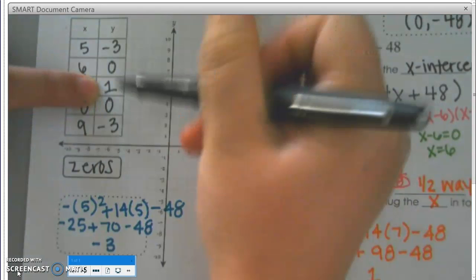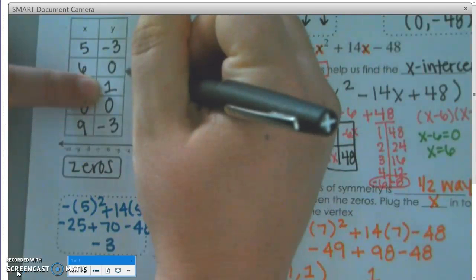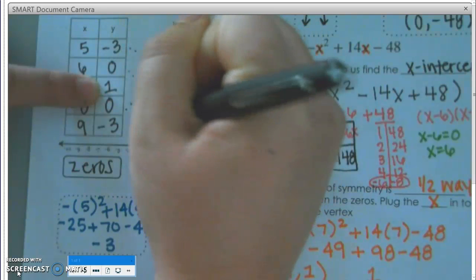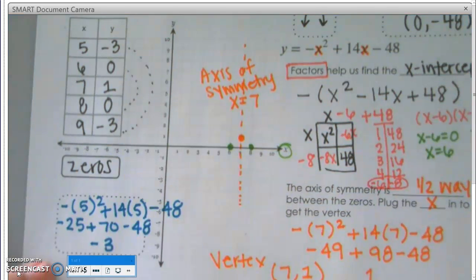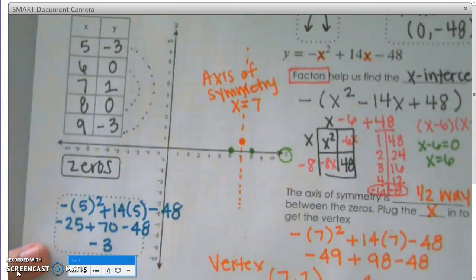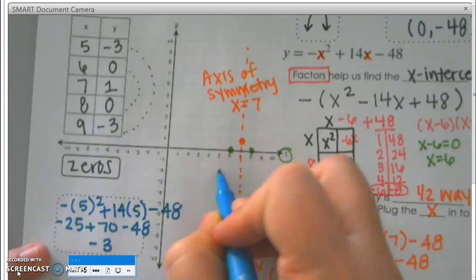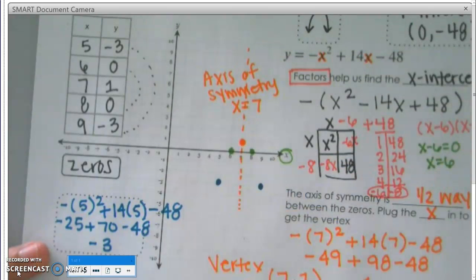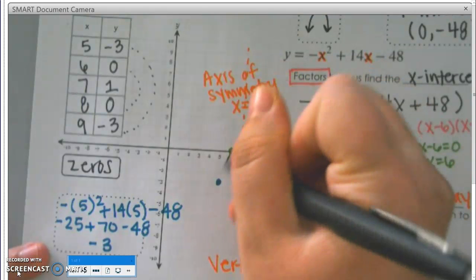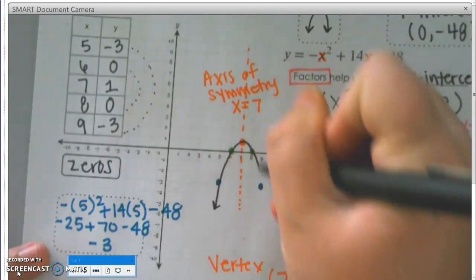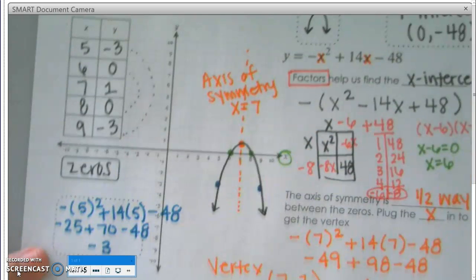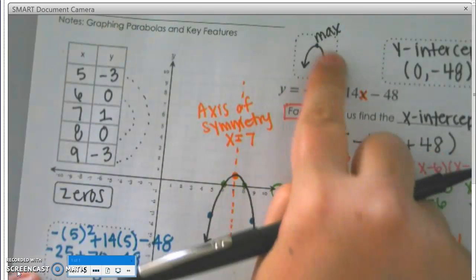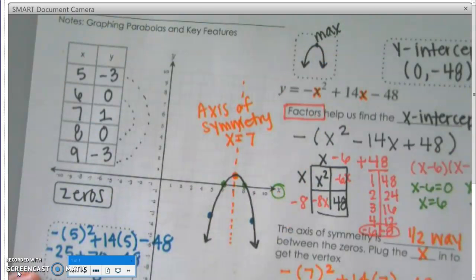Do you see how 1 is in the middle? And then those two are the same? And then those two are the same? So that's kind of a shortcut that we can use. So 5, negative 3, and 9, negative 3. Now I have 5 points, and now Delta Math will let me plot and graph that parabola. And see, that shape is the same shape I knew it would make because it started off negative.